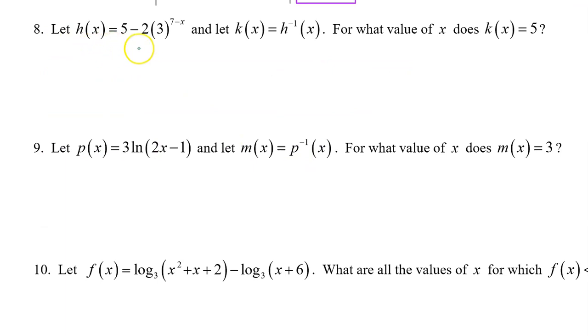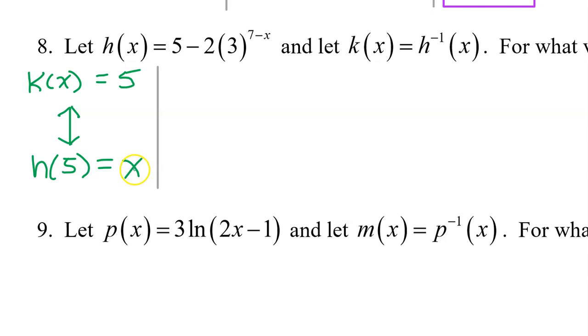Number 8 is the same type of problem as number 7. H of x is equal to this expression, and k of x is the inverse of h. We need to find for what values of x does k of x equal 5. We need to find the value of x that makes k of x equal to 5. But since k and h are inverses, then k at x will equal 5 if and only if h at 5 is equal to x. This means we can find x by evaluating h at 5.